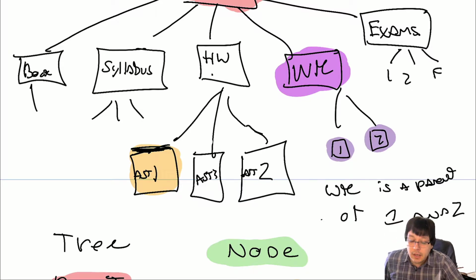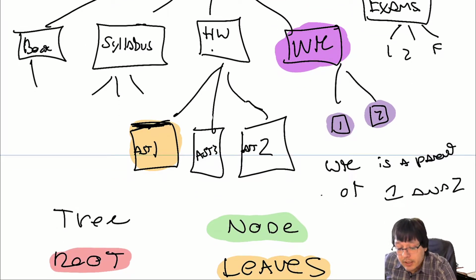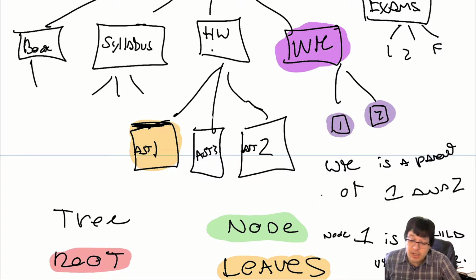On the other hand, we could also say that node 1 is a child of the worksheet node, okay? So it's that hierarchy that we're saying that this came from this, or this belongs to this, okay?